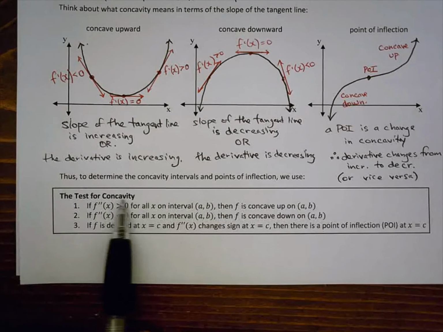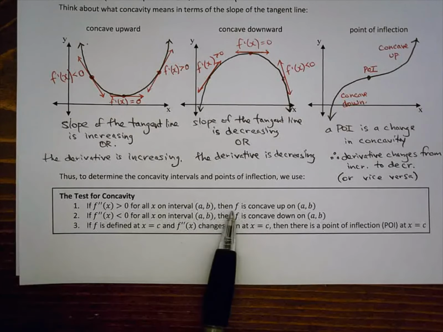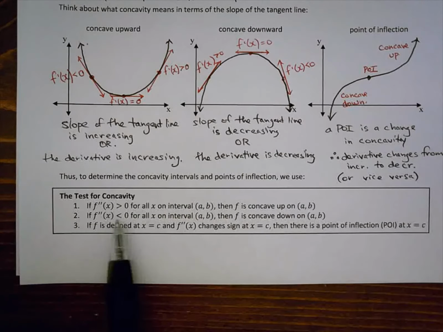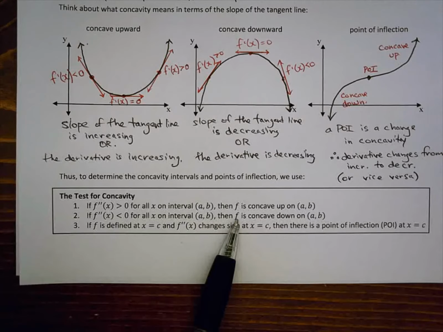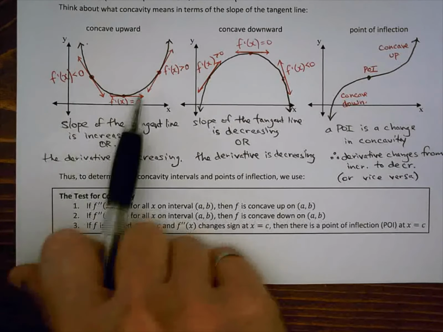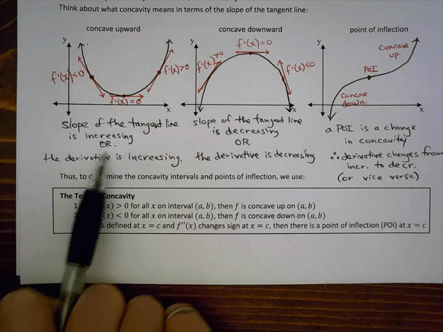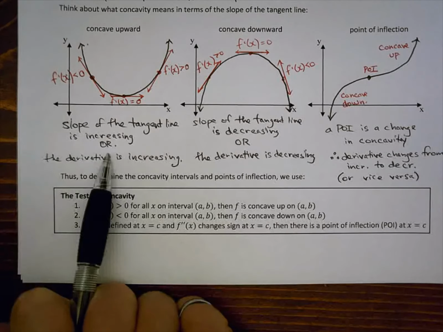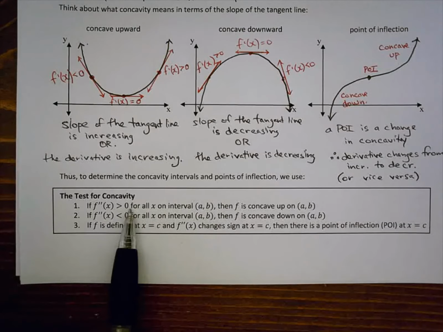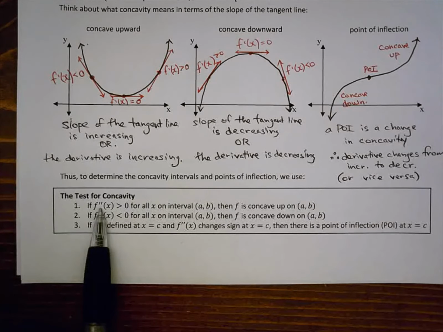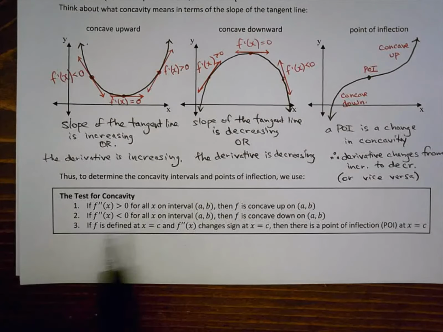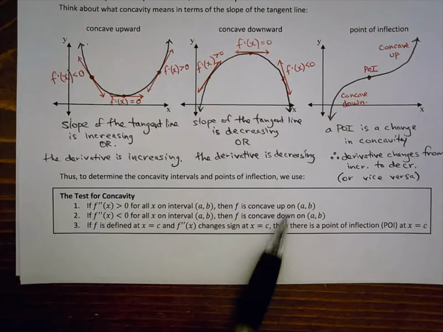So the test for concavity: if the second derivative is greater than 0, then the function is concave up. If the second derivative is less than 0, then the function is concave down. Again, you kind of saw that here, right? The slope of the tangent line is increasing. The derivative of the derivative is positive. Concave up. One way I remember this is if the second derivative is positive, you're happy, so it's opening up. If it's negative, you're sad, so it's opening down.